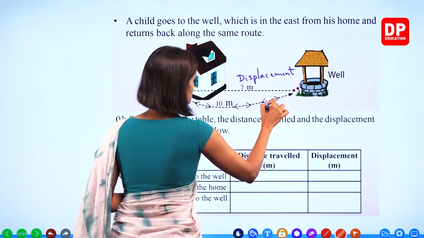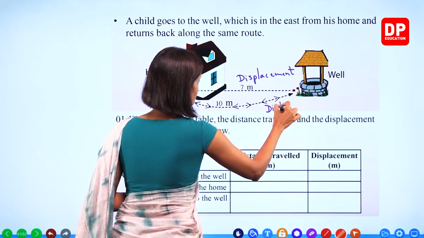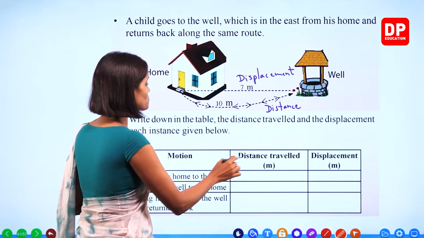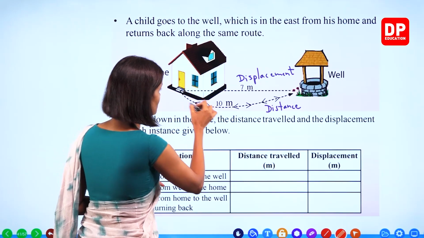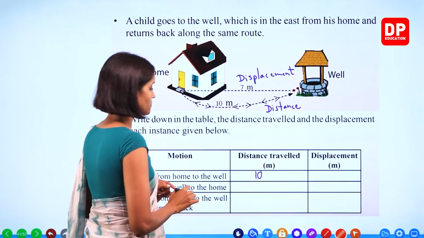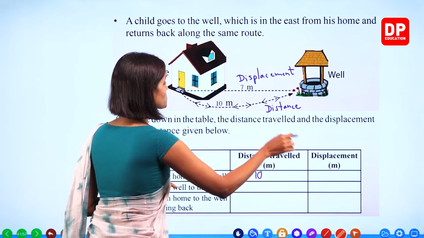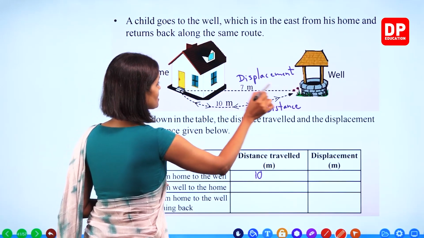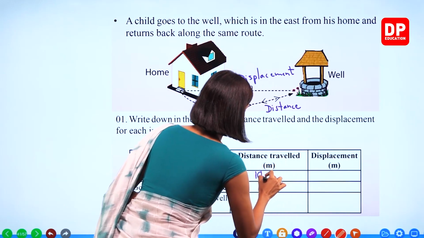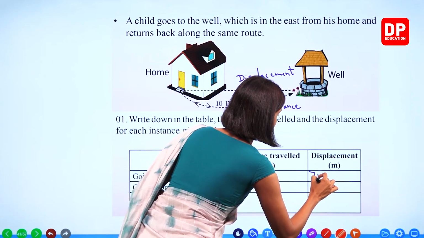This line shows the distance, right? So going from home to the well, what is the distance from here to here? 10 meters to one side only, right? Displacement, here to here, displacement is 7 meters. We'll write 10 meters, 7 meters.